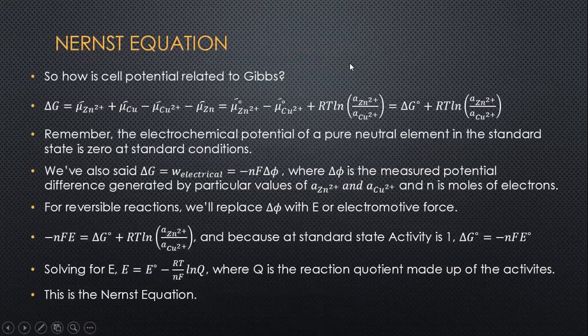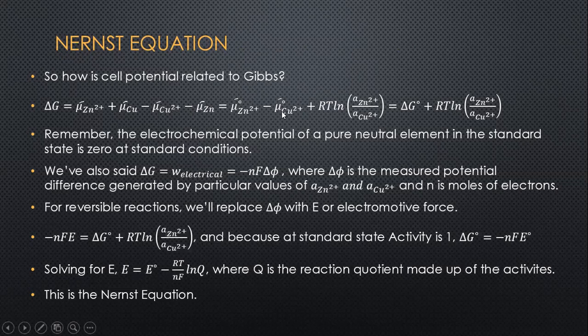So how does this cell potential relate to our Gibbs energy? Remember, Gibbs is the sum of our chemical potentials. Well, we said we're looking at the electrochemical potential. So the electrochemical potential of the zinc ion, ECP of zinc, minus the ECP of copper 2+ and the ECP of copper solid. And we said, oh, the metals were 0.